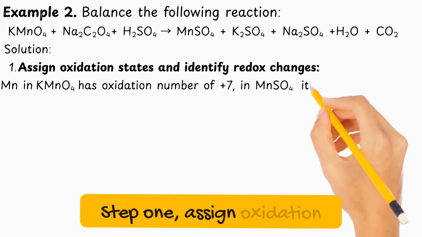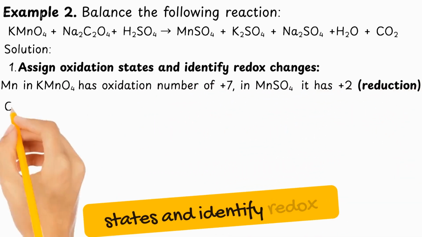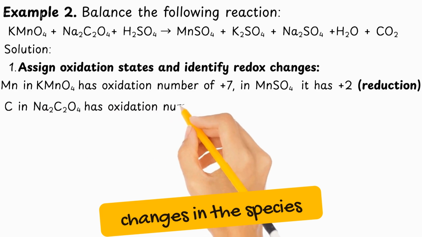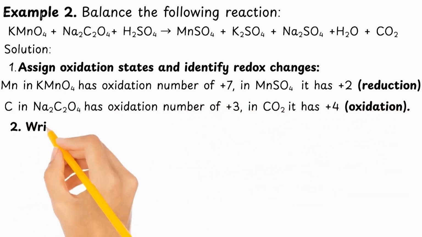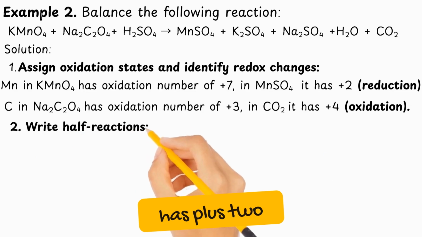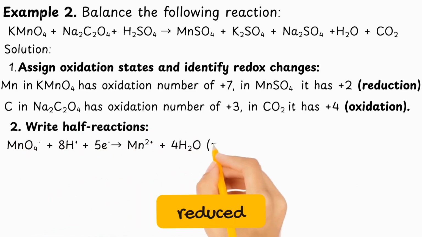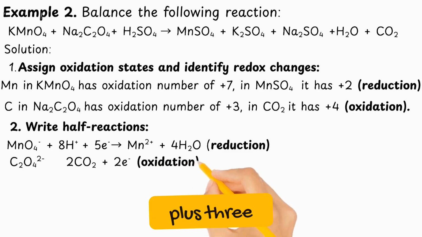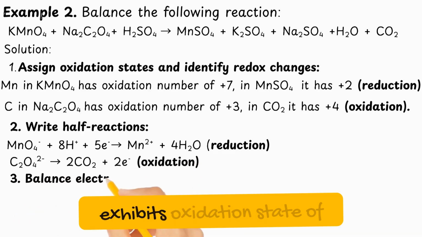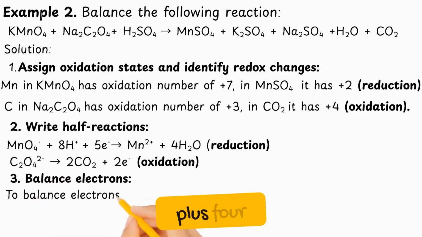Step 1. Assign oxidation states and identify redox changes in the species. Manganese in potassium permanganate has oxidation number of plus 7. In manganese sulfate, it has plus 2. This implies it is reduced. Carbon in sodium oxalate has oxidation number of +3. In carbon dioxide, it exhibits oxidation state of +4.